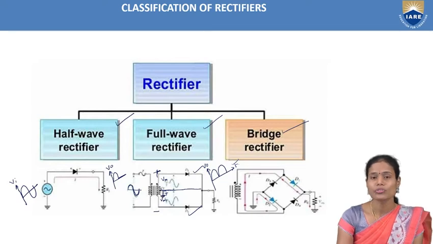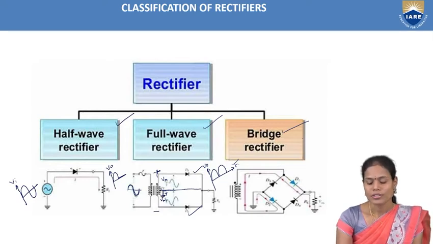And coming to the bridge rectifier. Actually, this full wave rectifier as well as the bridge rectifier both come under full wave rectifiers only. The basic difference between this rectifier and the bridge rectifier is here. In the case of the full wave rectifier, we are using the center tapped transformer and two diodes. But in the case of the bridge rectifier, instead of a center tapped transformer, we are using a normal step down transformer, and instead of two diodes, we will use four diodes.